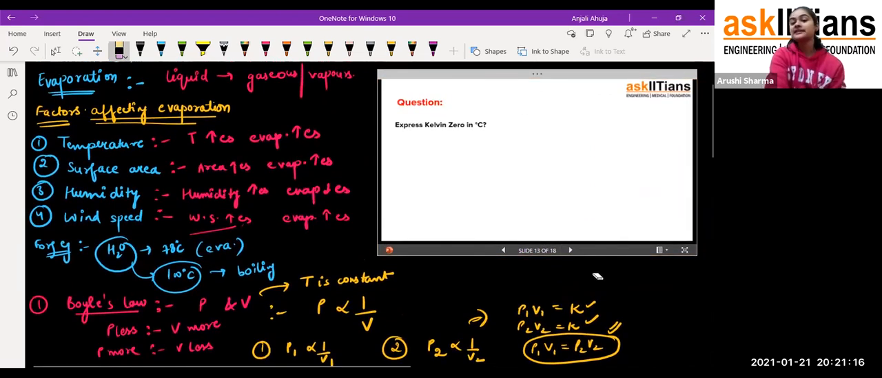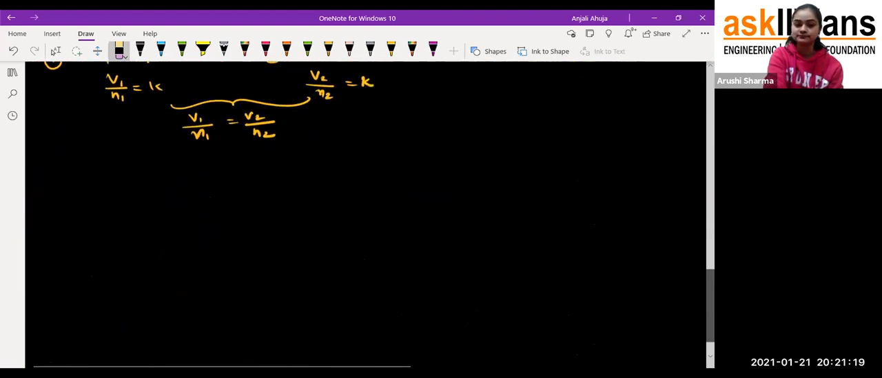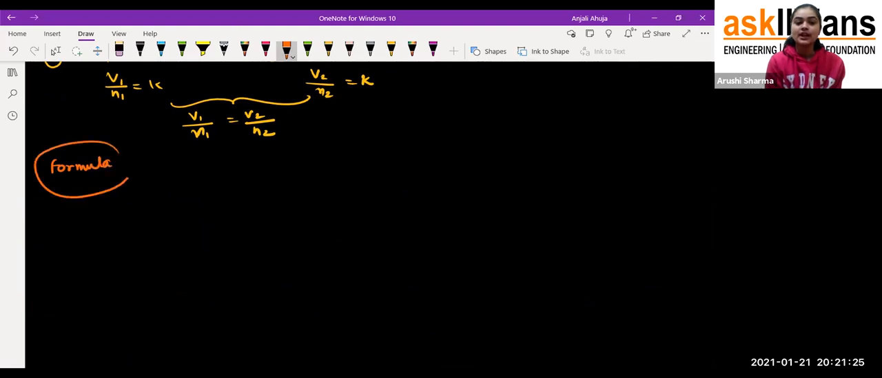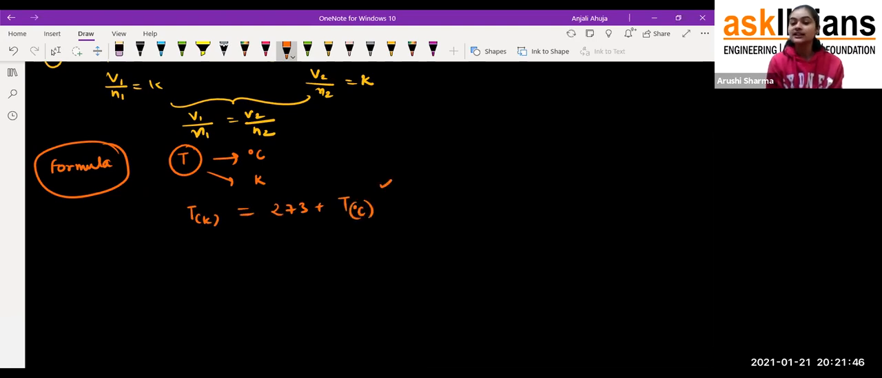Now, okay, express Kelvin 0 in degrees Celsius. There is a formula, because student, temperature has two units. One is degree Celsius and one is Kelvin, and Kelvin is the SI unit of temperature. You know this thing, that Kelvin is the SI unit. So we can write that the temperature in Kelvin is equal to 273 plus the temperature in degree Celsius. If you have any temperature in degree Celsius, you can convert it into Kelvin, and if you have any temperature in Kelvin, you can convert it into degree Celsius, but the factor we have to use is 273. So student, this is the formula to convert this.